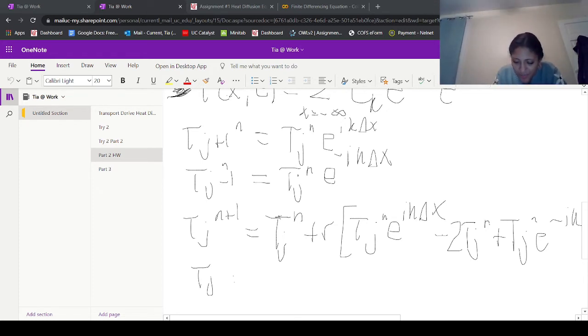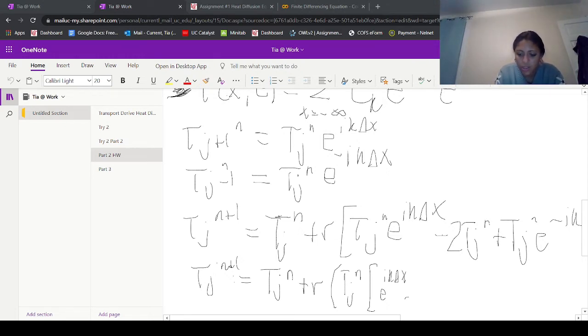Okay, so n plus 1 is equal to t j n plus r. Then, okay, so we have a tj. Ew! It's fine. I'm just gonna put r. Okay, so it's e to the ik change in x minus 2.